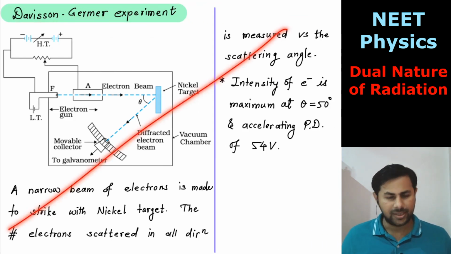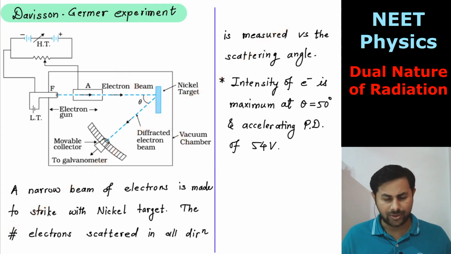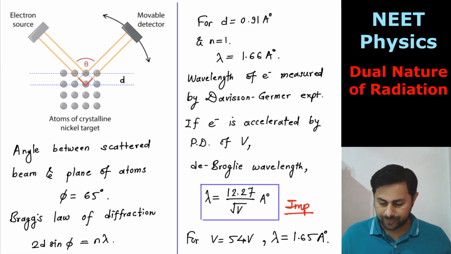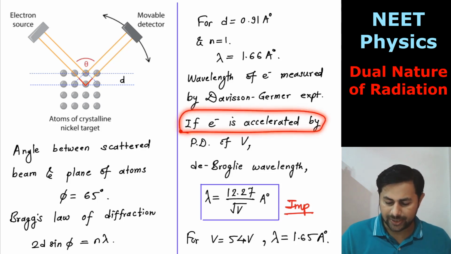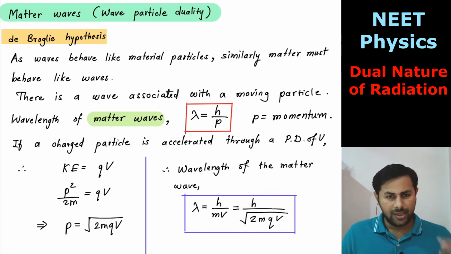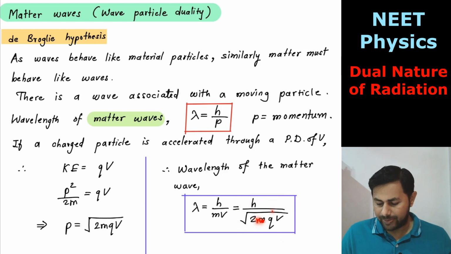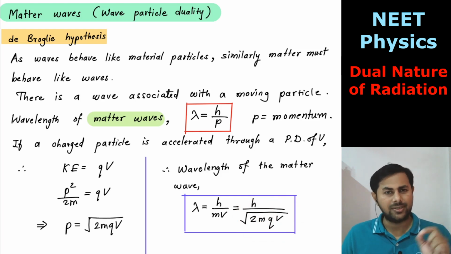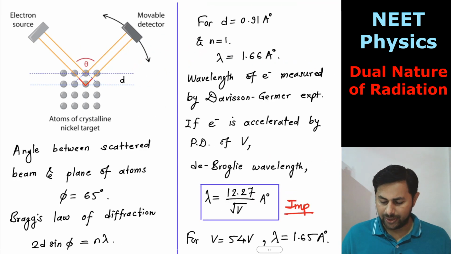Good. Then there was the Davisson and Germer experiment. This topic is deleted from the syllabus, so we'll not talk about that. Now, if an electron is accelerated, we'll take this formula and in place of the mass of the particle we'll put the mass of the electron, and the charge on the particle becomes the charge on the electron. So if an electron is accelerated by a potential difference of v, its wavelength turns out to be 12.27 divided by root of v angstrom.